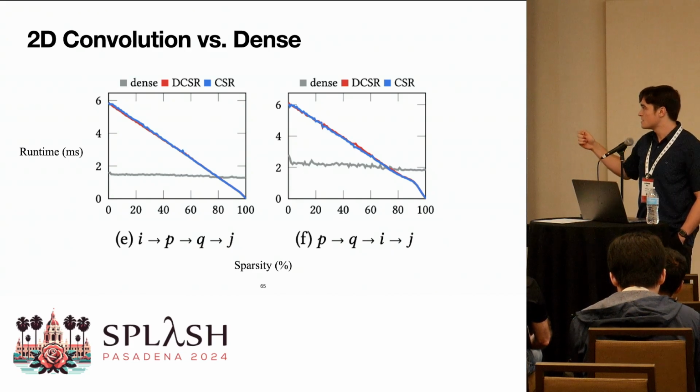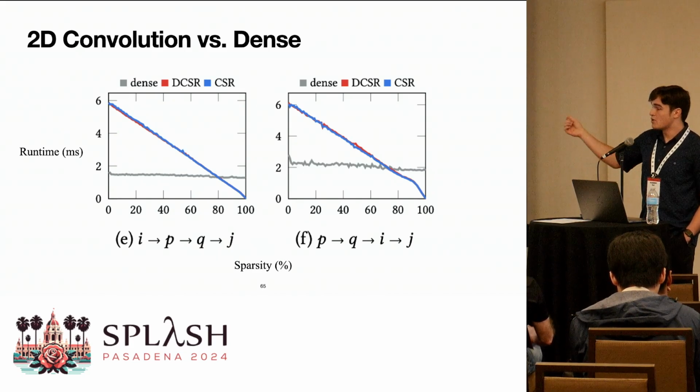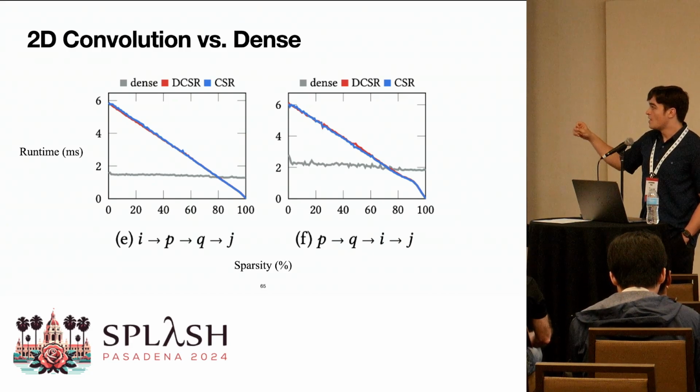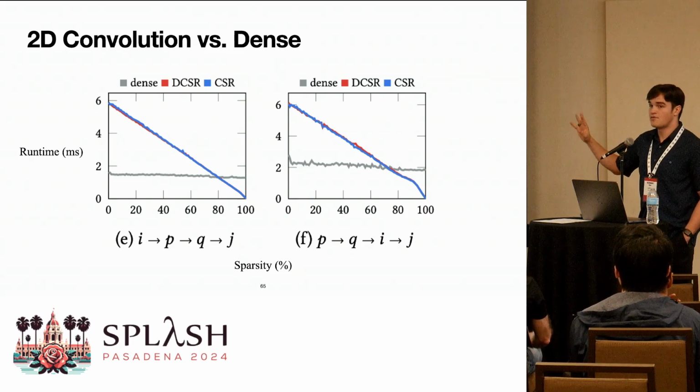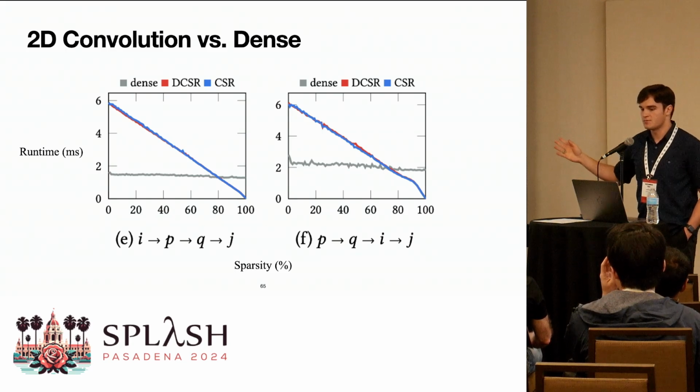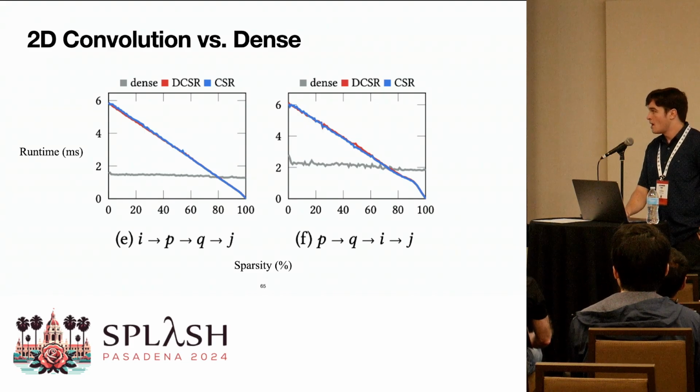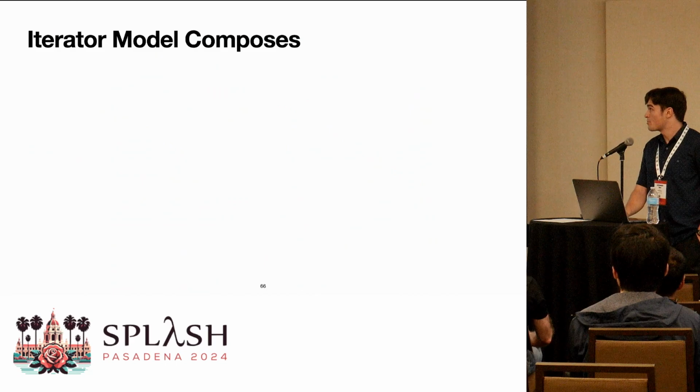over these data structures. And we see that compared to a very, very nice dense convolutional framework, we achieve a crossover point of about 80% sparsity. After that, our system is faster. And there's more evaluation of 1D and 3D in the paper. So that's great. But convolutions aren't just higher dimensional. Sometimes you want them to compose with other operations, and the iterator model really does compose.